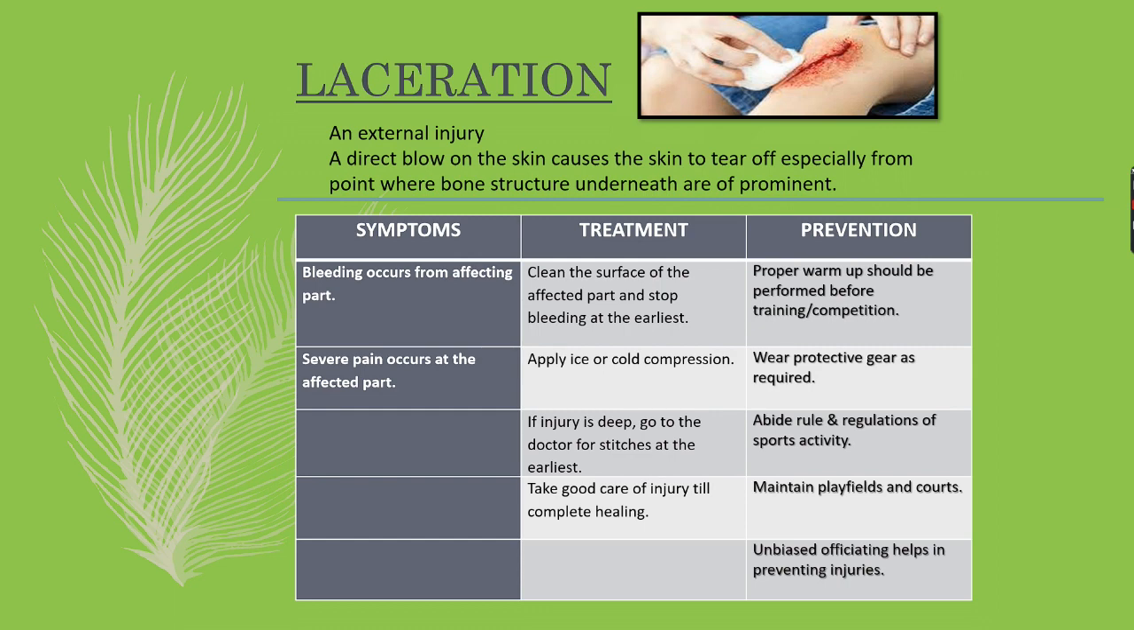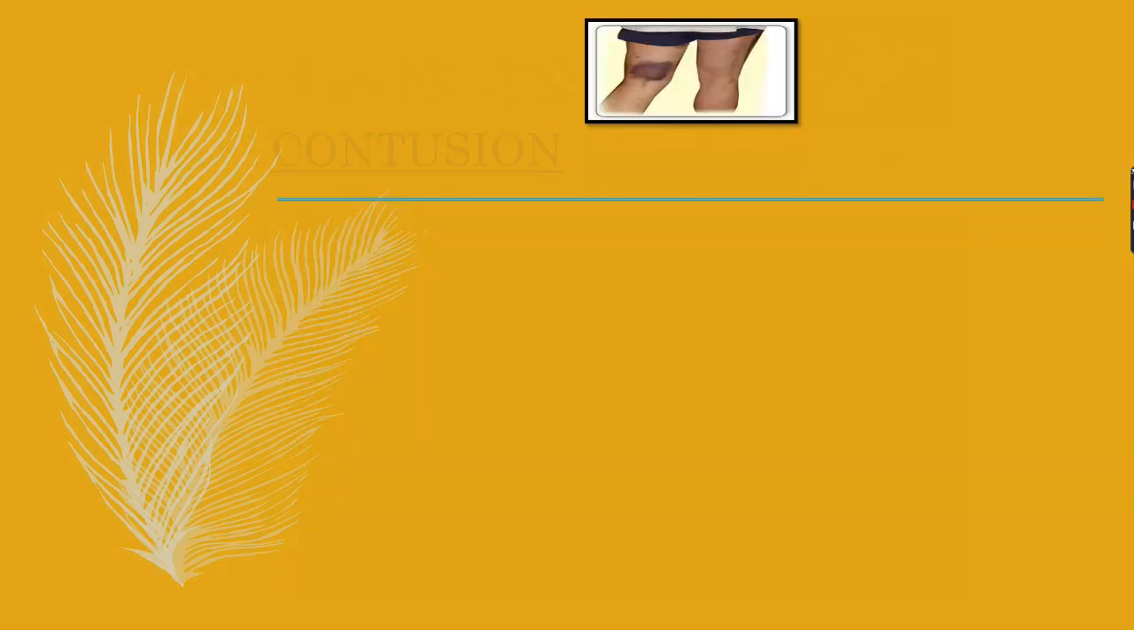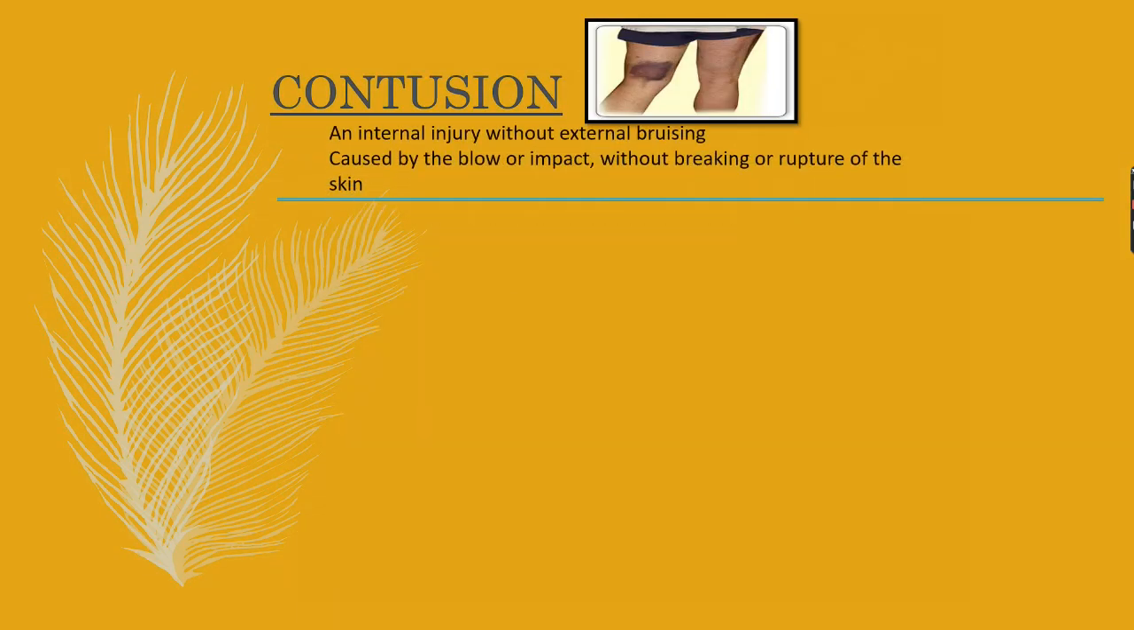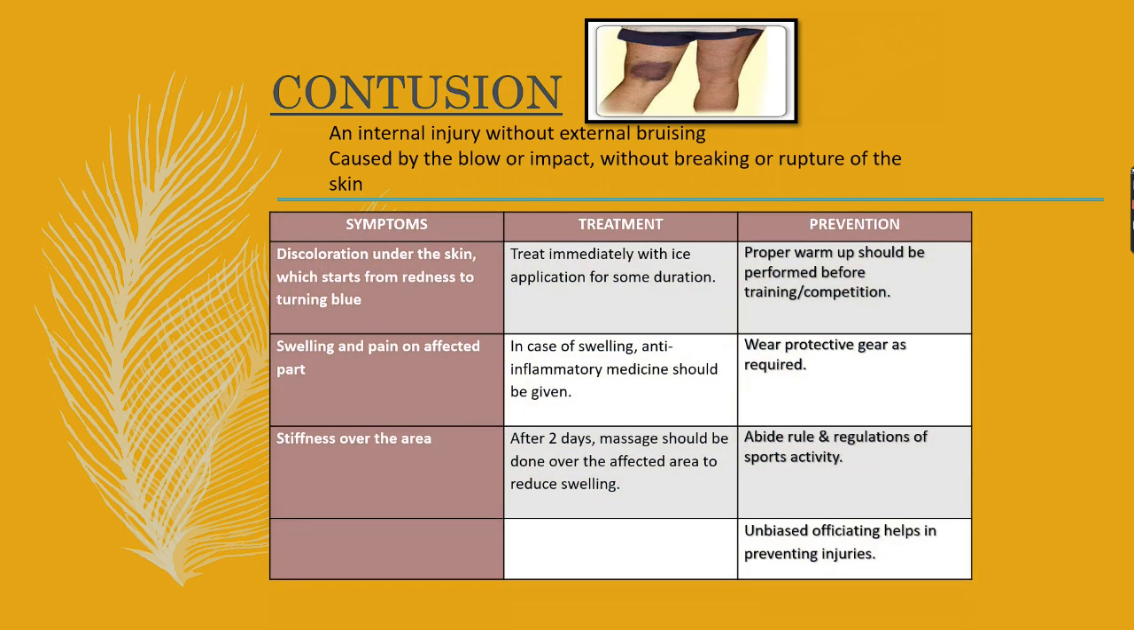Contusion. An internal injury without external bruising caused by a blow or impact, without breaking or rupture of the skin. Symptoms, treatment, prevention. Discoloration under the skin, which starts from redness and turns blue. Treat immediately with ice application for some duration. Proper warm-up should be performed before training and competition. Swelling and pain on the affected part. In case of swelling, anti-inflammatory medicine should be given. Wear protective gear as required.